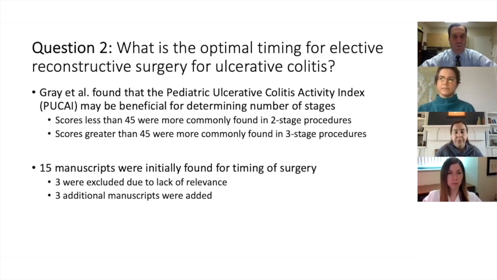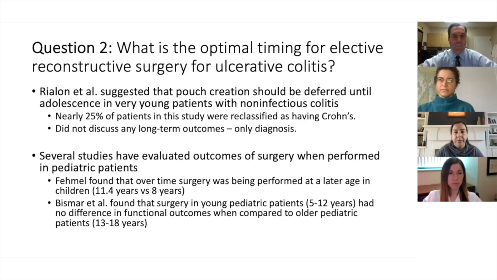15 manuscripts were then evaluated for discussing further timing of surgery. 3 were excluded due to lack of relevance, and 3 additional manuscripts were added as we did our manuscript review. Rialon and others suggested that pouch creation should be deferred until adolescence. They evaluated 25 children who had a diagnosis of indeterminate or ulcerative colitis at the age of 5.4 years. 21 of these children were ultimately included in the study because of these findings.